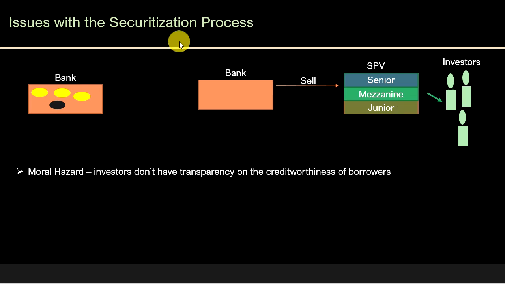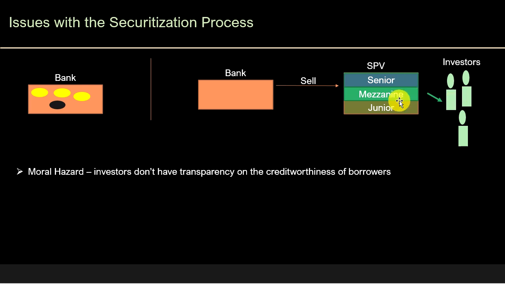One of the biggest issues with the securitization process is moral hazard. In other words, investors don't have transparency on the creditworthiness of borrowers. In other words, the investors are not exactly sure of the quality of the underlying exposure.